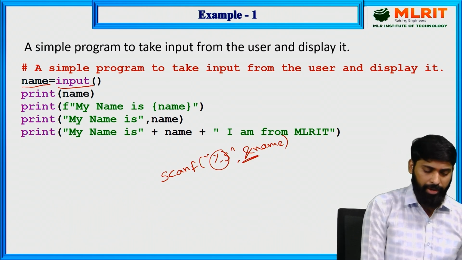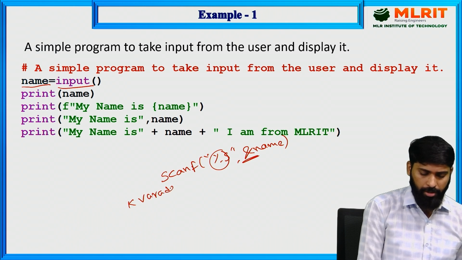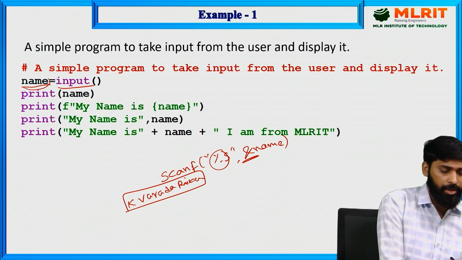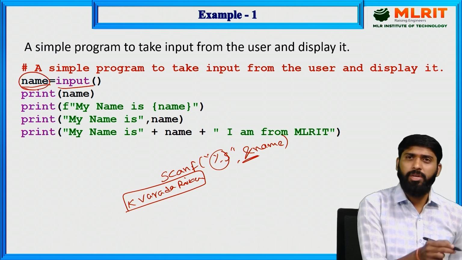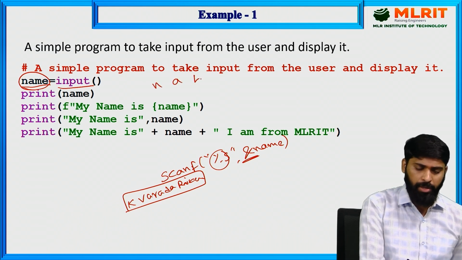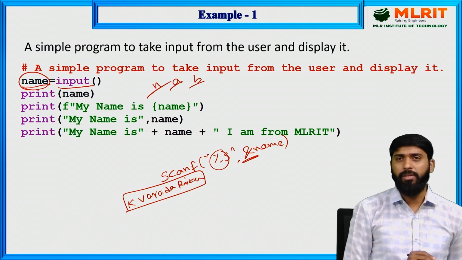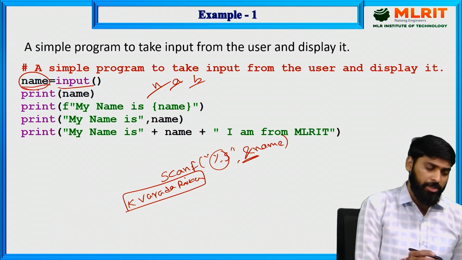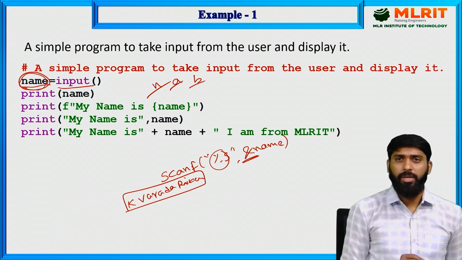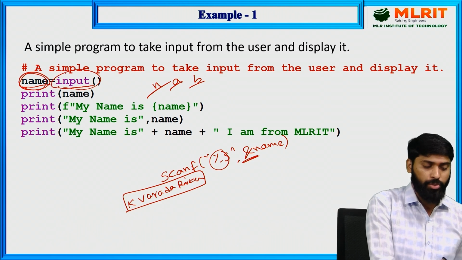Input. If I enter now K Varada Rajkumar, now this will assign to the variable name here. Instead of using name, you can use any variable name. Whether it is N, A, B, you can use any name here. But for the sake of better understanding, I am using name here. Okay. Now the input is stored in the name.